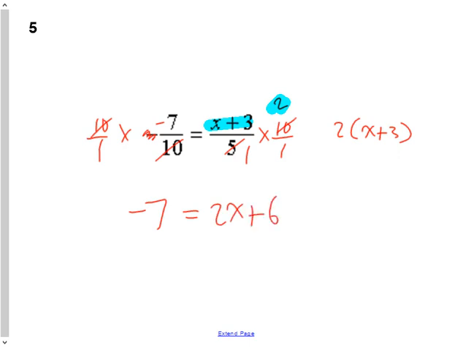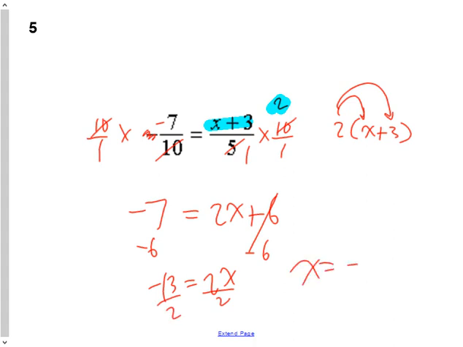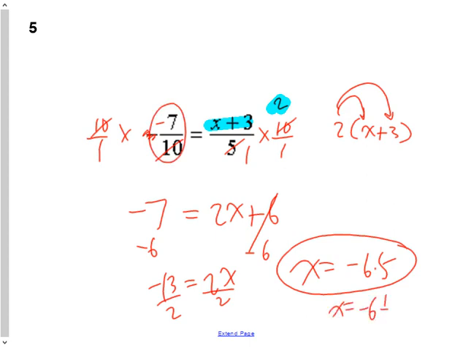Most people just get 2x plus 3. They forget to fully expand it. Make sure you rewrite it so you don't make that mistake. Now that we have that, we have a grade 8 question. And x will equal negative 6.5. Or, because it started off as a fraction, x equals negative 6.5.